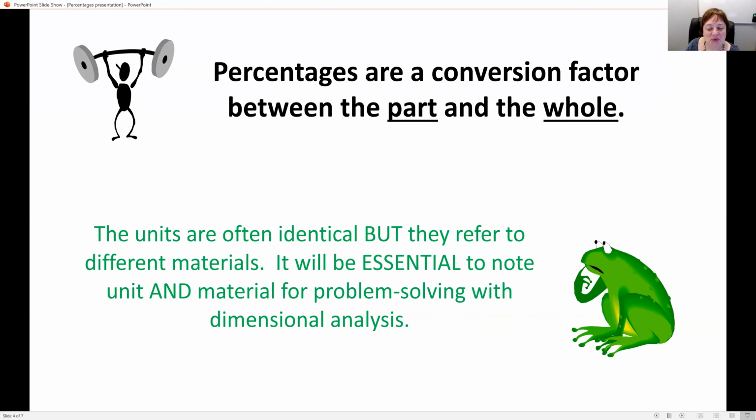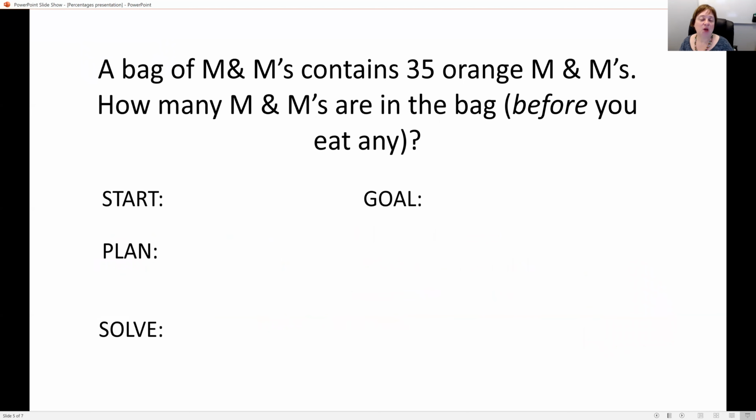All right, are you ready? Get your pencil and your paper and your calculator out. Again, remember, if you're watching this on video, to please pause if you need to work through the problems yourself. All right, our first example is a bag of M&Ms contains 35 orange M&Ms. How many M&Ms are in the bag before you eat any now? Take a moment, identify where you start, where you're going, make a plan, and then we'll work on solving the problem. Again, pause if you need to.